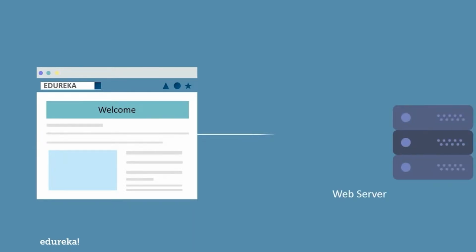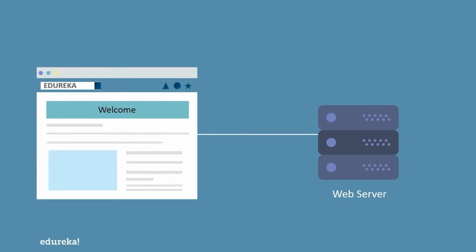So basically the browser connects to a web server. Now a web server is just a computer running an application or software that delivers resources to the web pages. So guys, when a web server receives a request for a resource, it has to respond with that resource. So how does it do that?